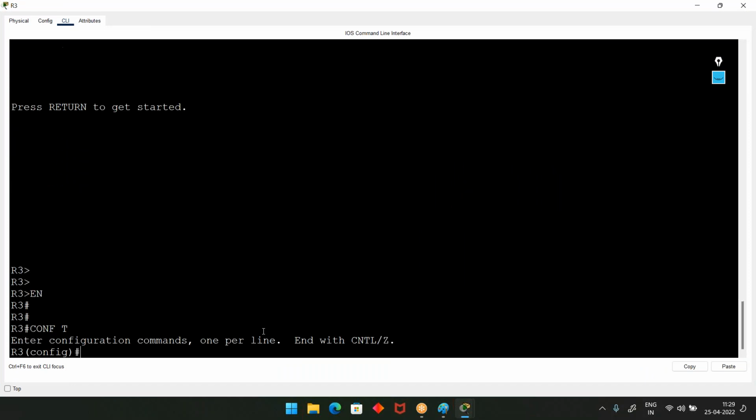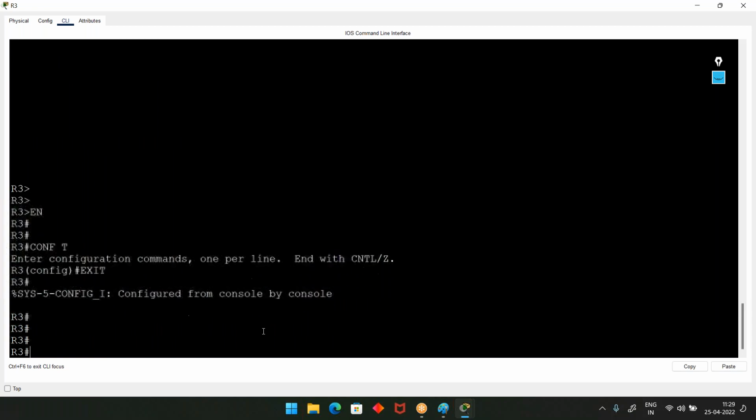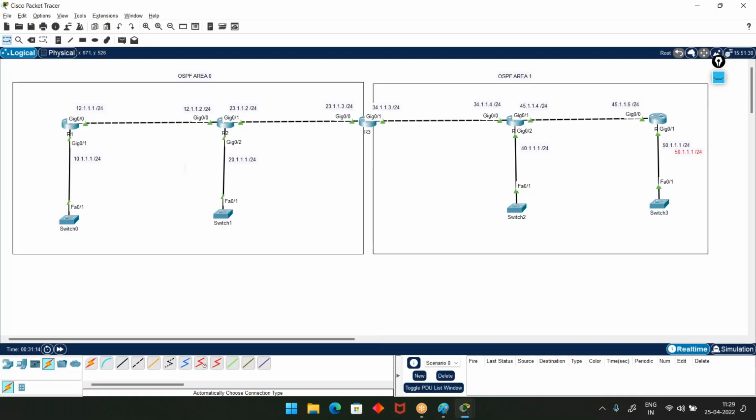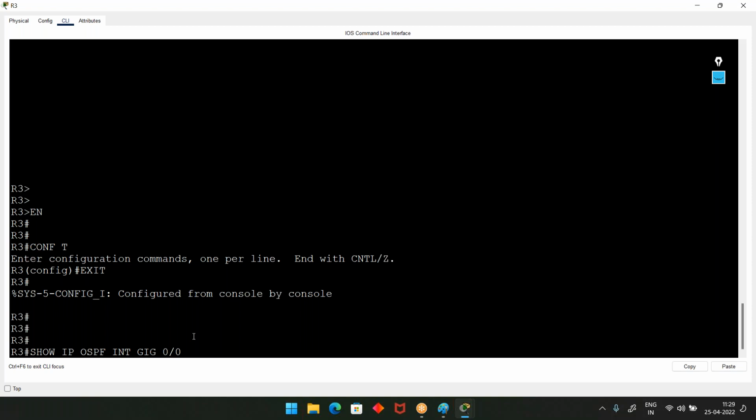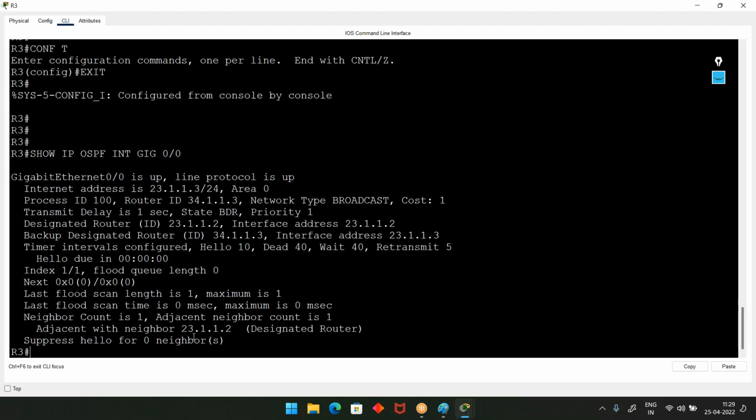Enable. Exit. Show ip ospf interface gigabit 0/0. Then press enter. What is the state here now? It's a BDR. Am I right? It's a BDR.